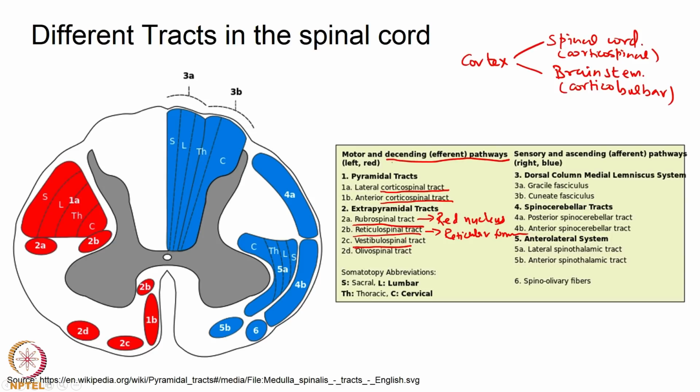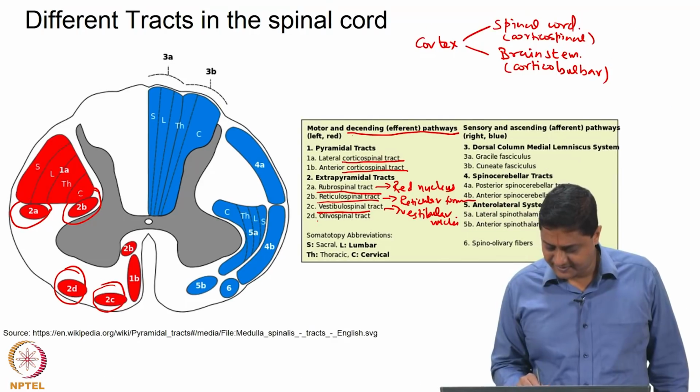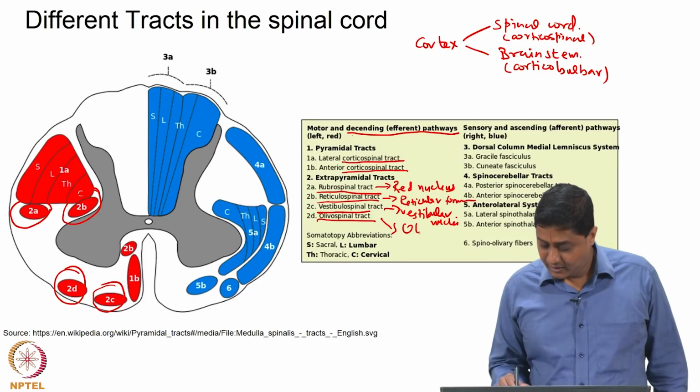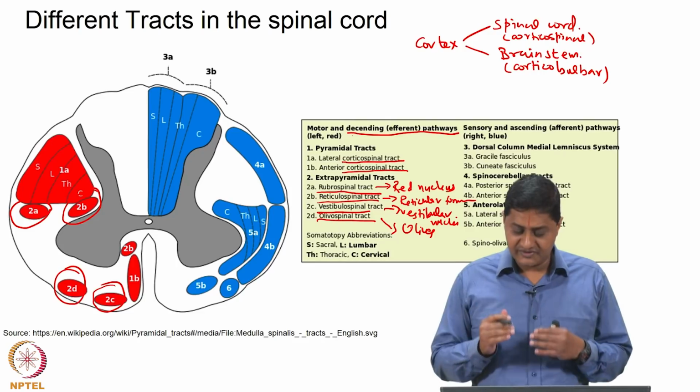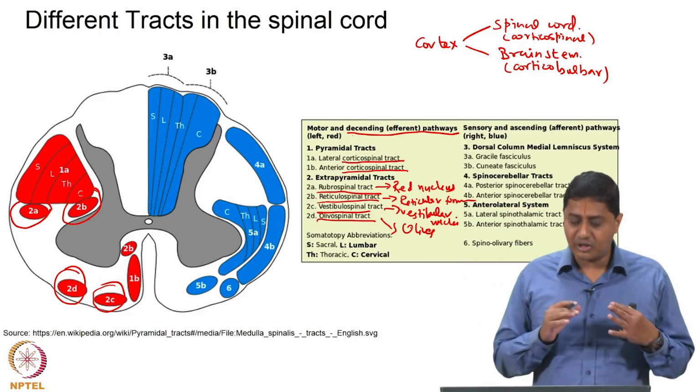The vestibulospinal tract, the rubrospinal tract is here, the reticulospinal tract is here, and the vestibulospinal tract is here, and the olivospinal tract is here. The vestibulospinal tract originates at the vestibular nuclei, and the olivospinal tract originates at the olives. Note, these are all subcortical structures, is it not? Red nucleus, reticular formation, vestibular nucleus, olives are all subcortical structures.